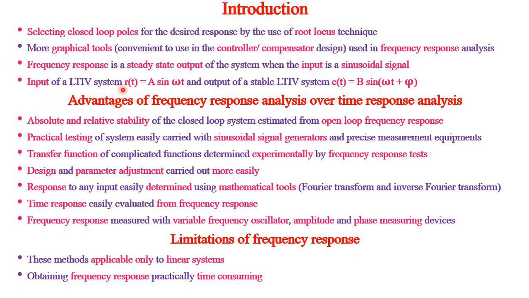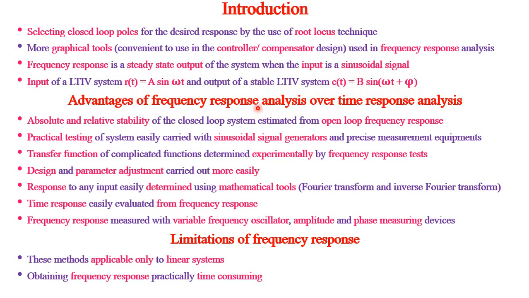An LTIV system is given an input R of t equal to A sin omega t, where A is the amplitude of the input signal, and omega is the frequency of the input signal. It is very much similar to our sinusoidal supply. Then a stable LTIV system will have the controlled output C of t as B sin omega t plus phi, where B is the amplitude of the output signal.